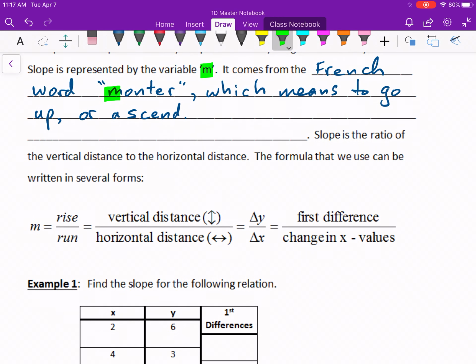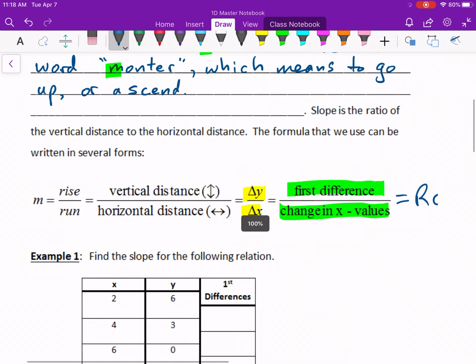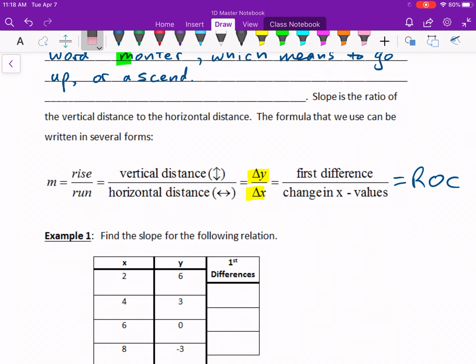We've already seen these forms here: delta y over delta x, which is the same as first difference over change in x values. That's just rate of change. Those ones I just highlighted, we saw in our last lesson. What's sort of new, but it's the same thing, is that m means slope. Again, that's just a short form, so you don't have to write the word slope out every time.